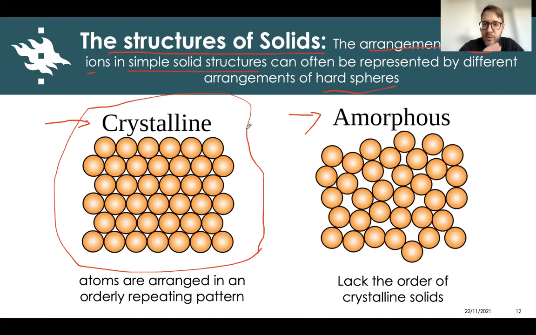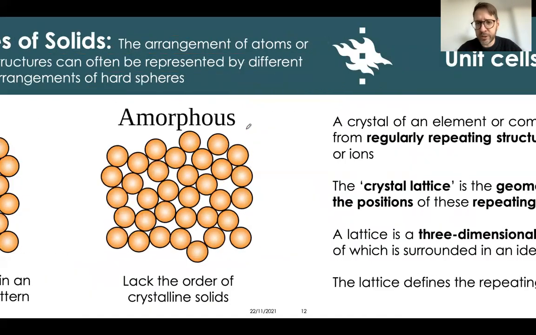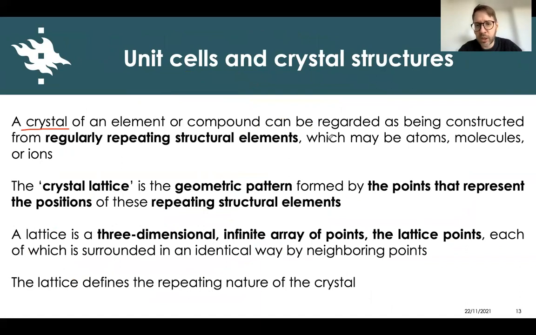So we saw that a crystalline material has an ordered arrangement of atoms that repeats itself along space and the three dimensions. So a crystal of an element or a compound can be regarded as being constructed from regular repeating structural elements. So a crystal is made up of structural elements that are regularly repeating their pattern along the three dimensions. So we have an ordered arrangement of atoms, molecules, or ions.